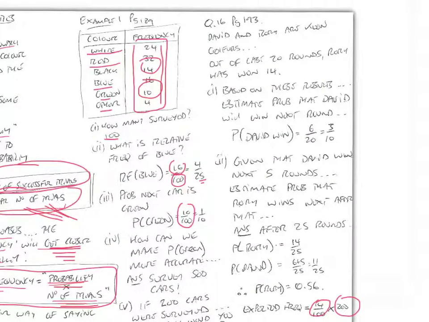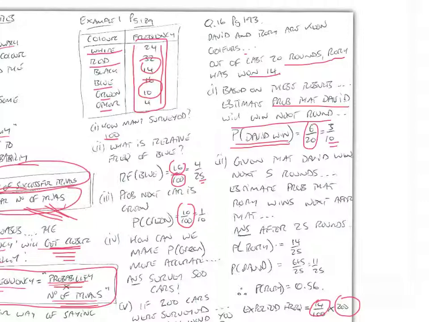Final example now. David and Rory are keen golfers. Out of the last 20 rounds, Rory won 14. Based on these results, estimate the probability that David will win the next round. Well, David has won 6 out of 20, so the probability of a David win is 6 over 20, which is 3 in 10.